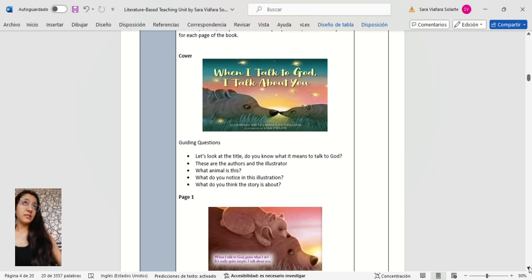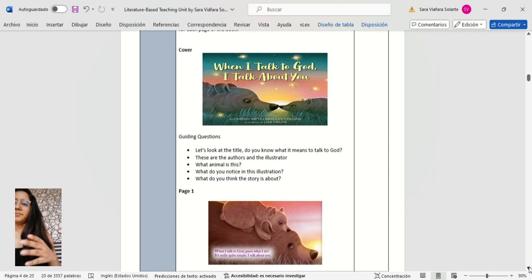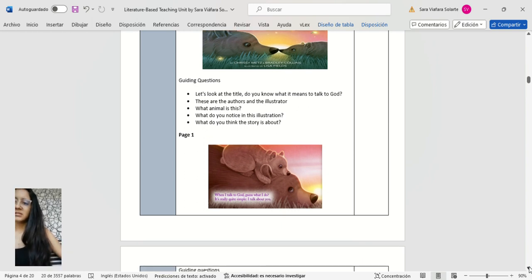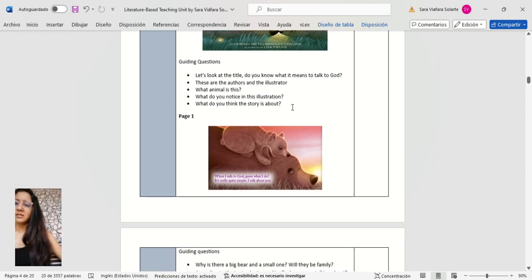Here I have questions for each page, but I just want to say that in general it is about the animals that are in the pages, in this case on the cover. So she asks questions about the title, the animals, the colors, the things, about what the students think the story is, and things like that. So these are some questions.